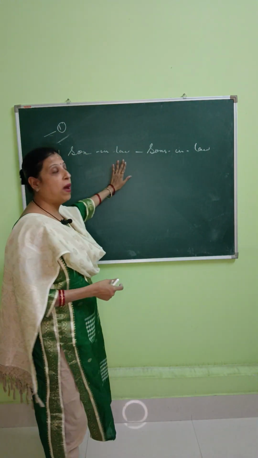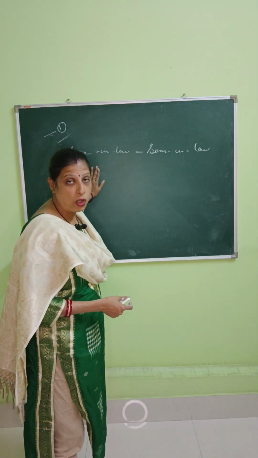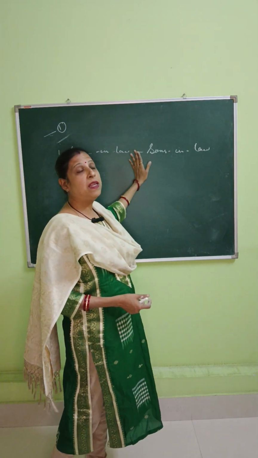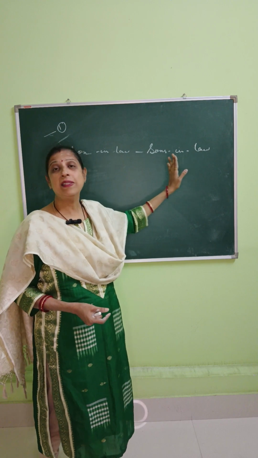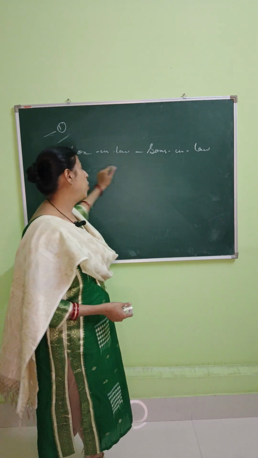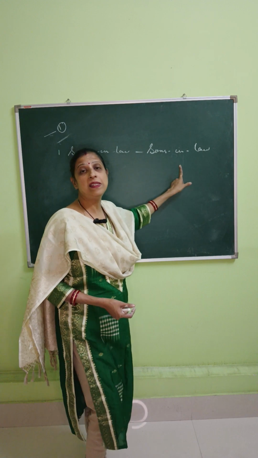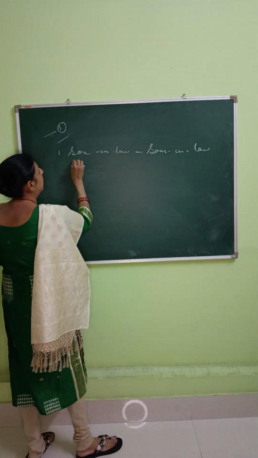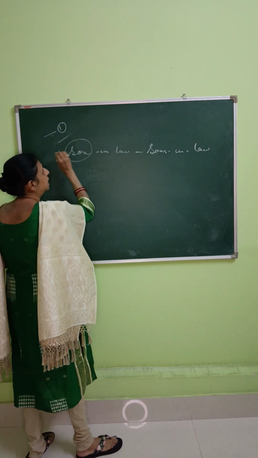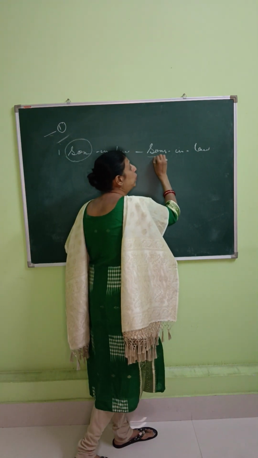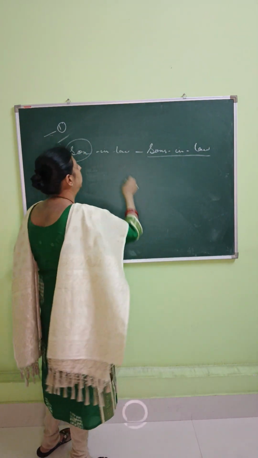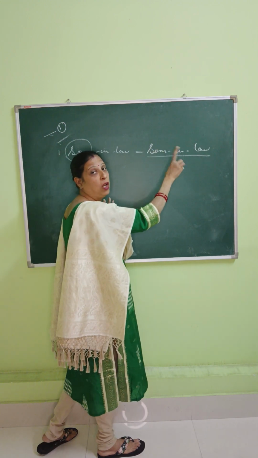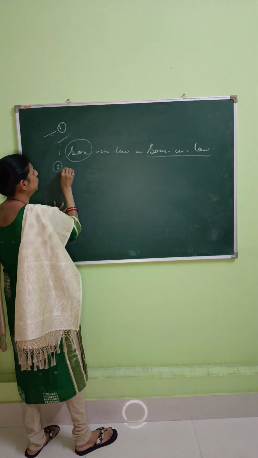Now here number one is son-in-law. People always say son-in-laws. It is actually wrong. What we say is sons-in-law. So we are simply going to add s to the word son to form a plural word for the word son-in-law. It will be sons-in-law.